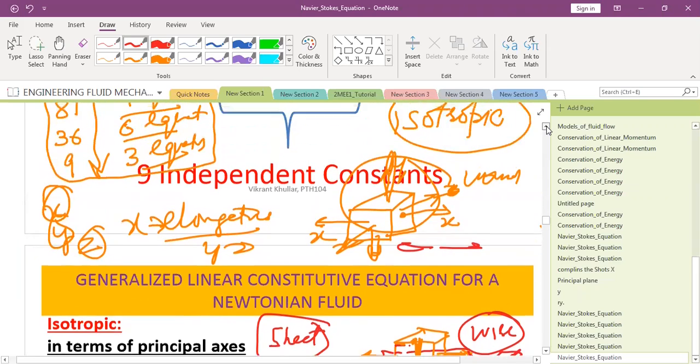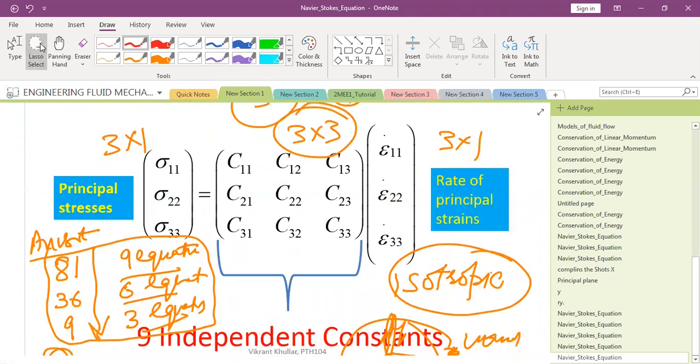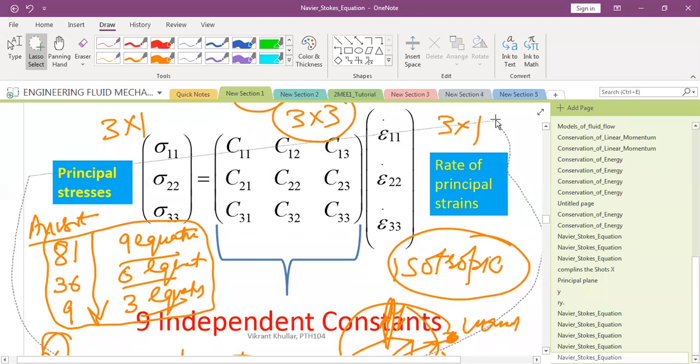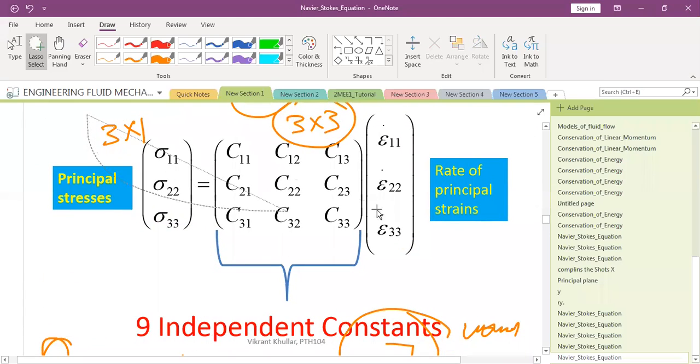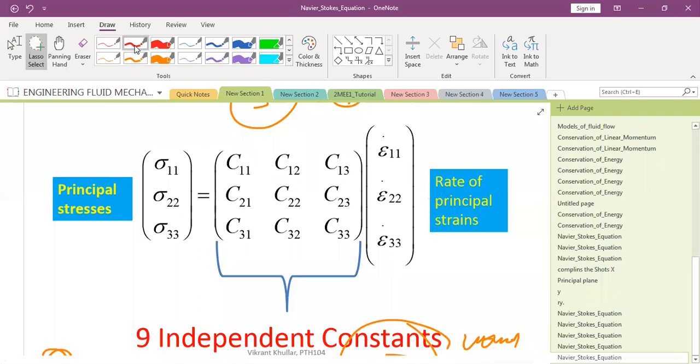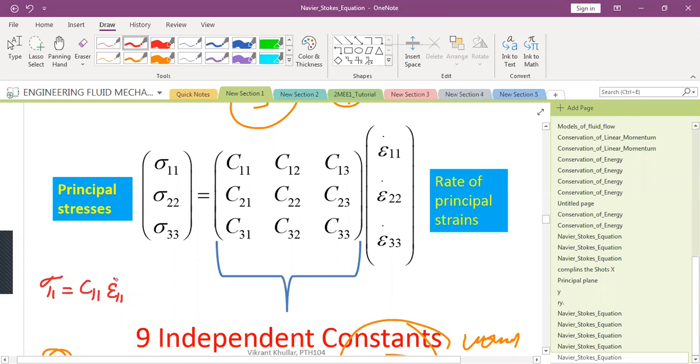Now I am coming to the isotropic part. How can I write down this equation? Sigma 11 will be equal to what? Sigma 11 should be equal to C11 epsilon 11 dot plus C12 epsilon 22 dot plus C13 epsilon 33 dot. Likewise, I can have for sigma 22 and sigma 33.